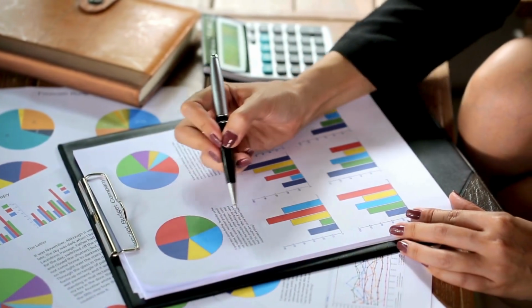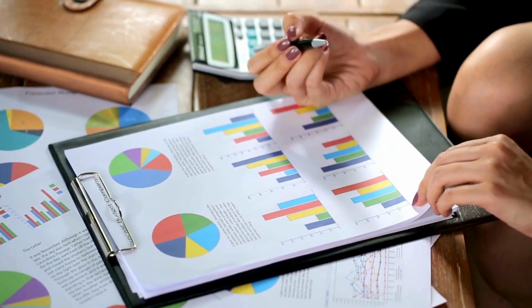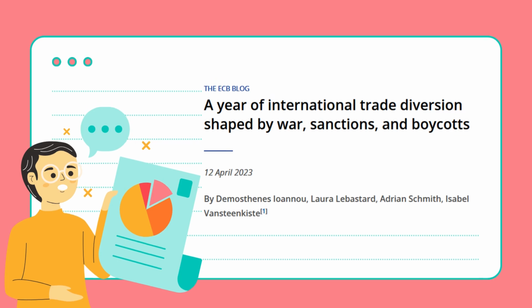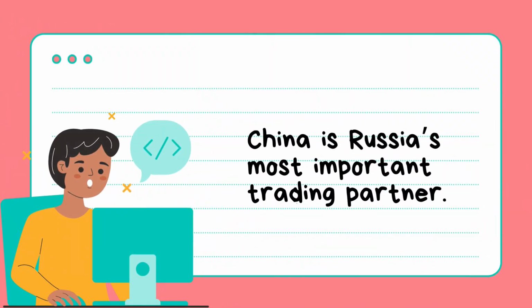We are seeing a very similar process with Russia's trading networks. In 2021, Russia was a significant energy supplier to the European Union. Since the war, trade between Russia and the EU has dropped to more than half of its pre-war levels. China is now Russia's most important trading partner, providing roughly half of Russia's imports.